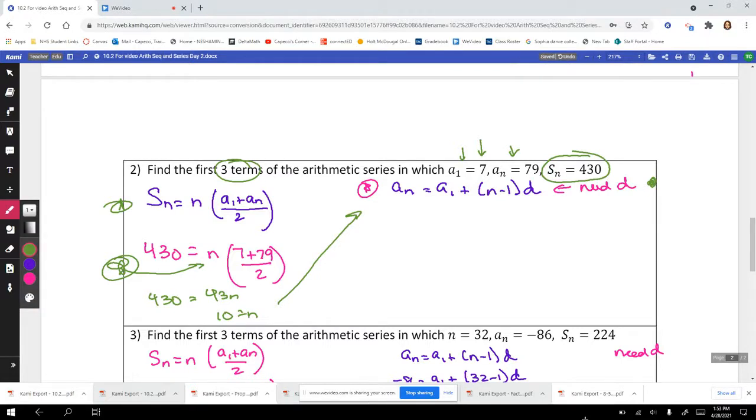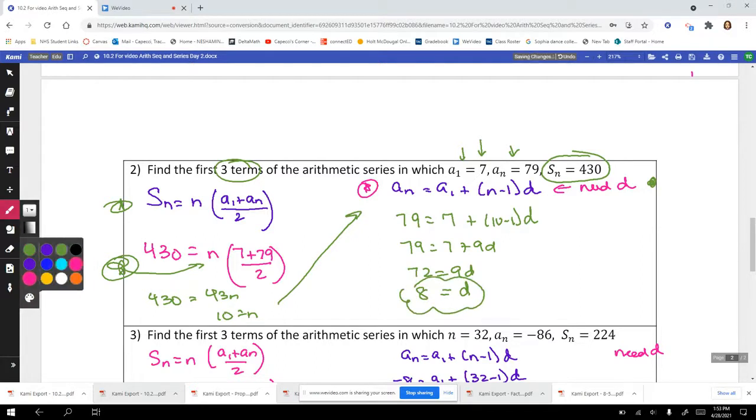I'm going to start substituting in. I have 79 is equal to 7, my a sub 1, plus 10 minus 1, d. We just found my value for n. So I have 79 is equal to 7 plus 9d. 72 is equal to 9d. So my common difference there is going to be 8. When I'm trying to find my first 3 values, my first one we already know is 7. Add 8 to that, and I get 15. Add another 8, and I get 23.